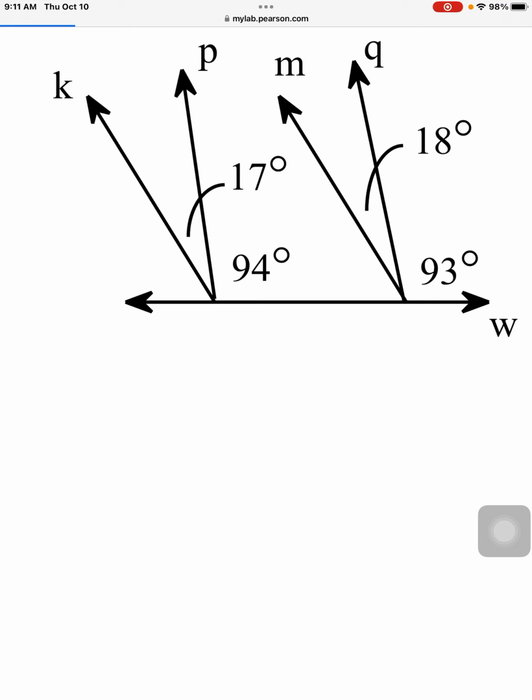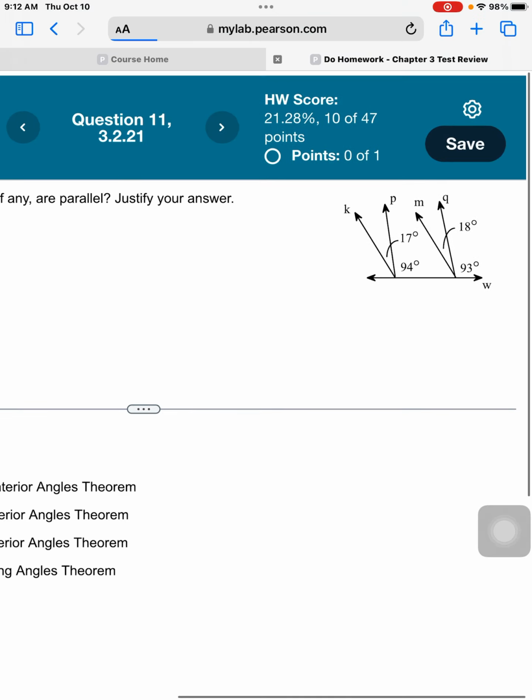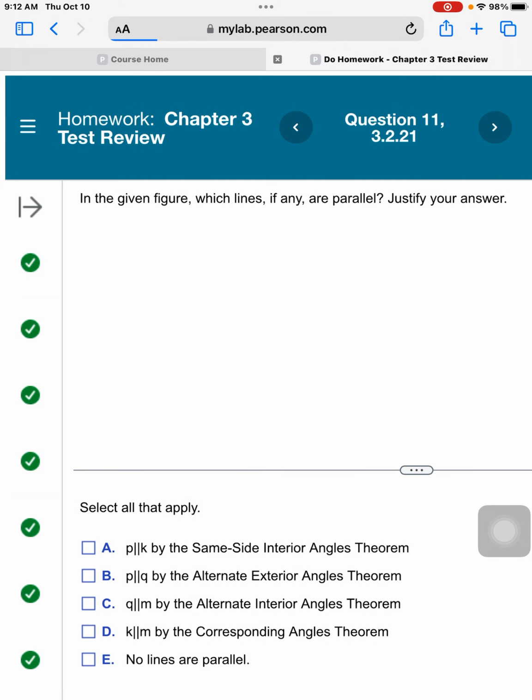111. And what would be the angle that is formed when M intersects with W? What's 18 plus 93? Also 111. So therefore, I can say that K and M, when they intersect the transversal, they each have an angle of 111. So what does that tell me about K and M? They have to be parallel. And what is the relationship between K and M? They look like corresponding. They look like congruent corresponding.